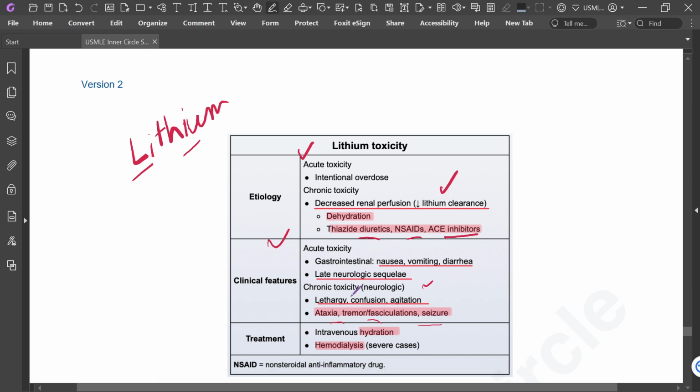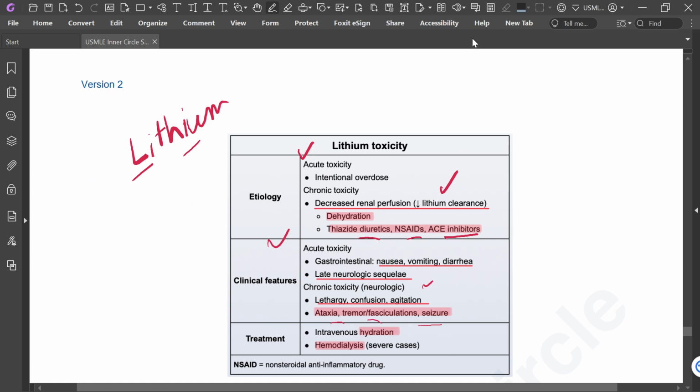IV hydration and hemodialysis should be done. So, lithium toxicity may be from intentional overuse, or chronic toxicity with decreased renal perfusion.